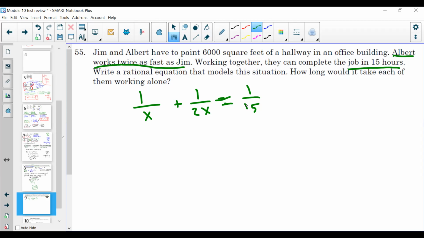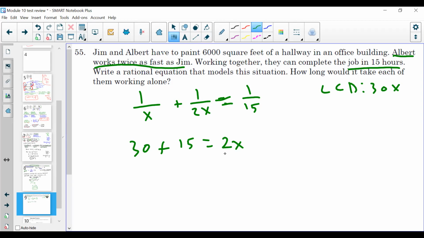So I'm going to figure out my LCD, and that's 30x. I'm going to multiply each of these by 30x. 30x divided by x is just going to give me 30. 30x divided by 2x is 15. And 30x divided by 15 is 2x.